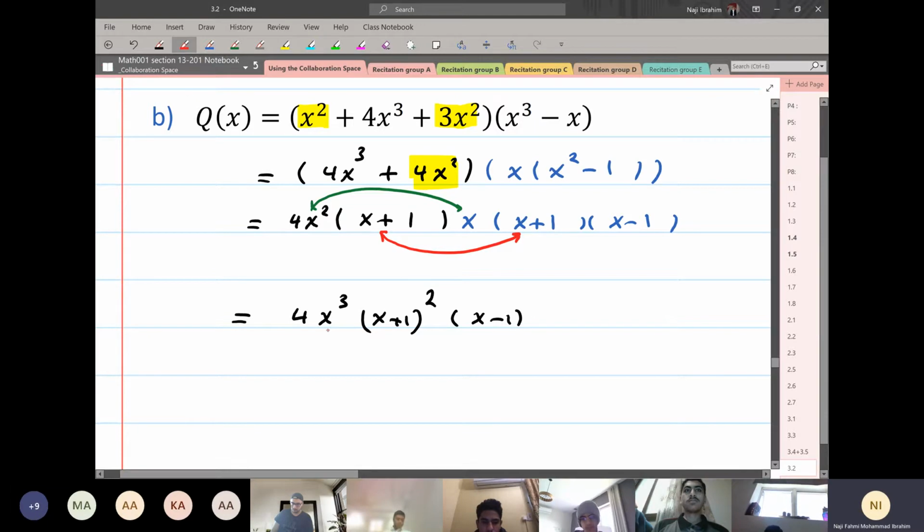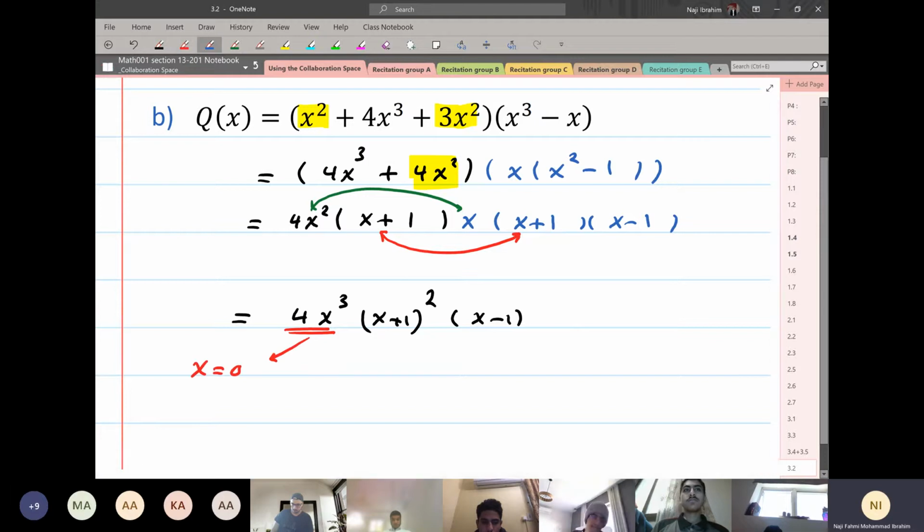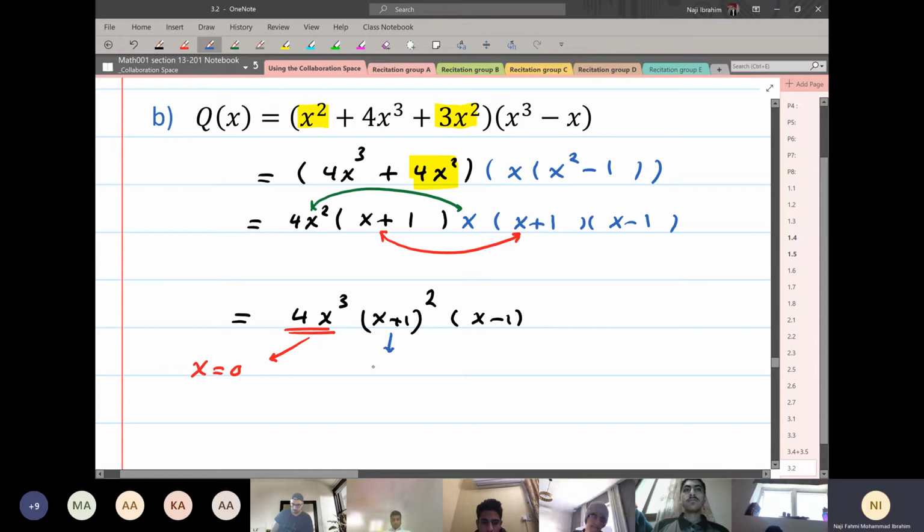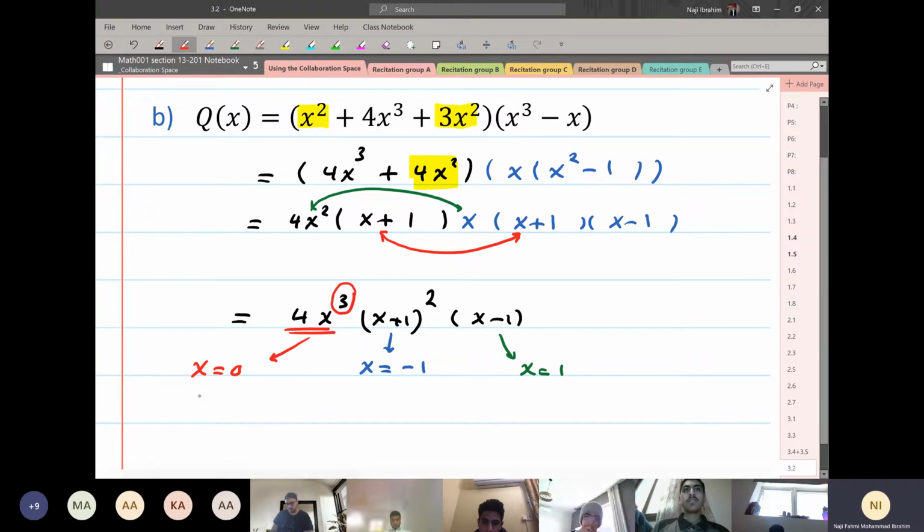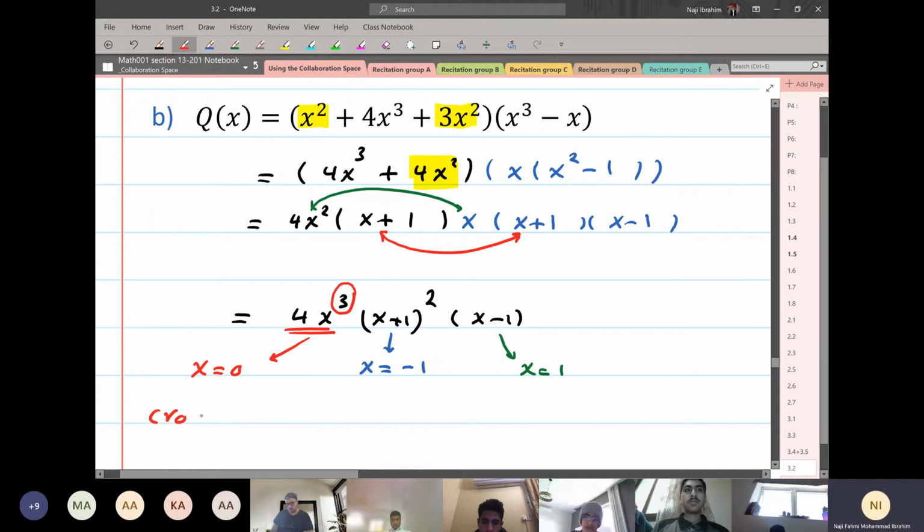What's the 0 of the first factor? X equals 0. What's the 0 of the second factor? Equals -1. What's the 0 of the third factor? 1. Now, what's the power of the first factor? The power is 3. If the power is 3, this is odd more than 1. So what's the behavior around that 0? It's cross with tangent, not touch.